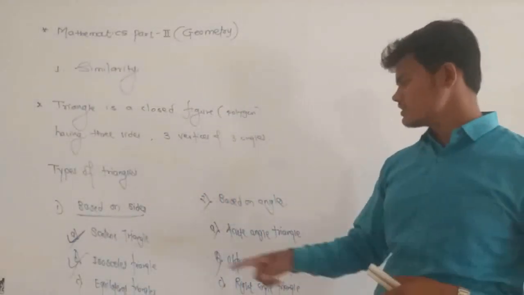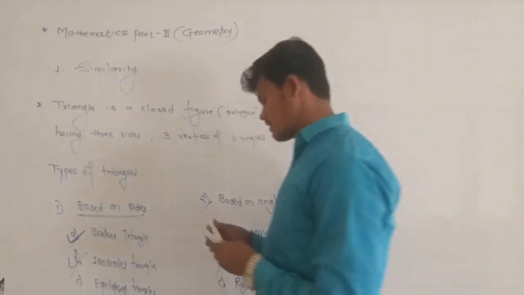Now based on angles, first type is acute angle triangle. What is acute angle triangle?